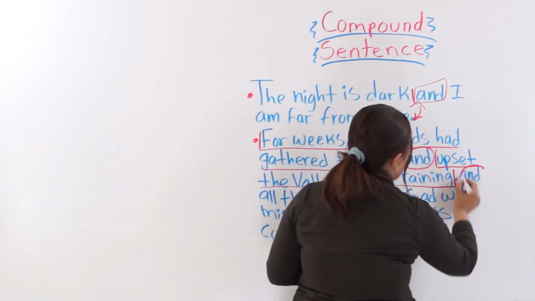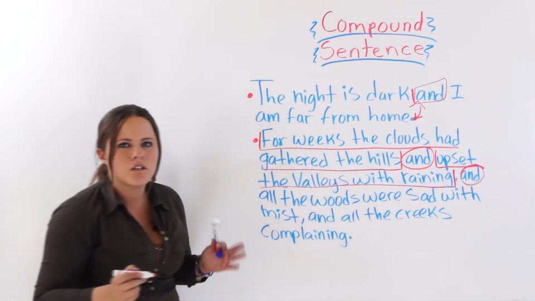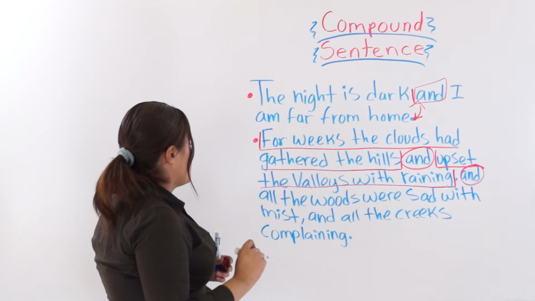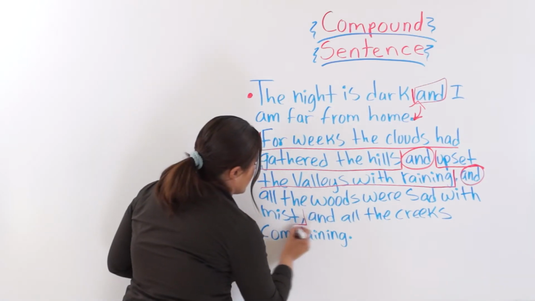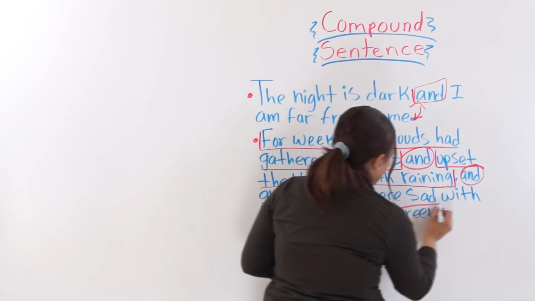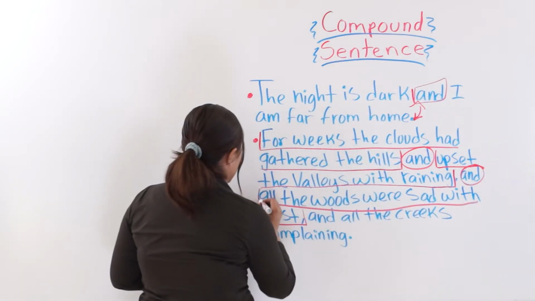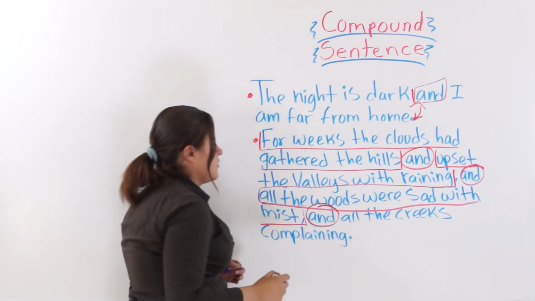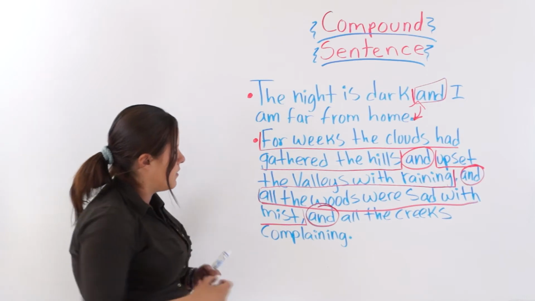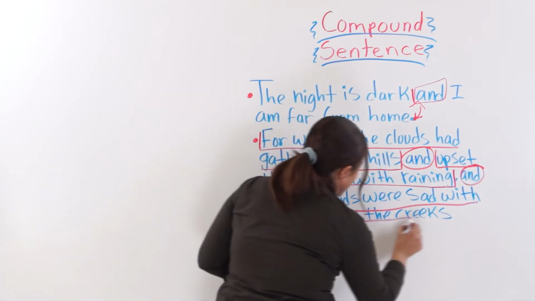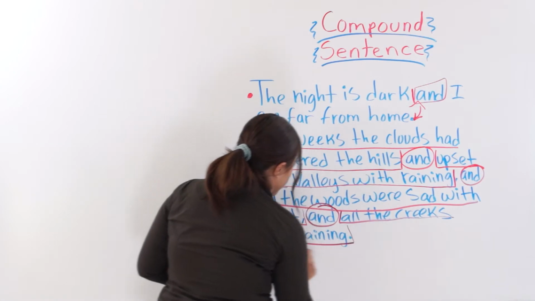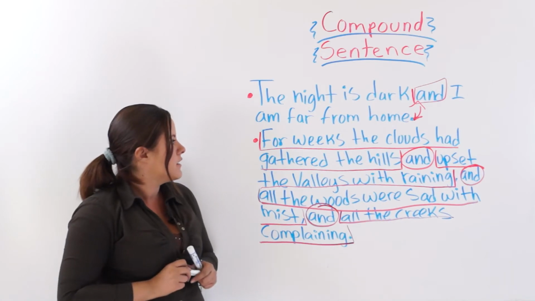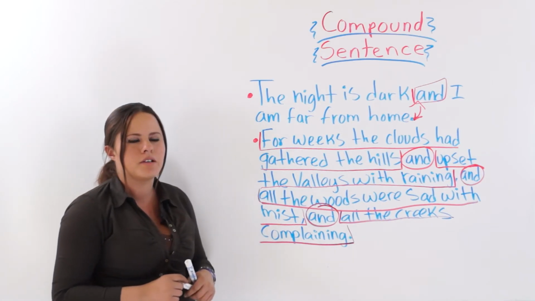And again, we are joining another independent clause with and, the conjunction and. And all the woods were sad with mist. This could be another independent clause. And the last one, joined by a conjunction, the conjunction and also. And all the creeks complaining. So here we have 4 independent clauses that form this compound sentence.